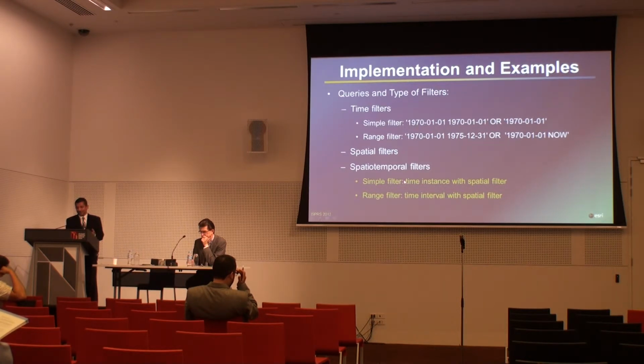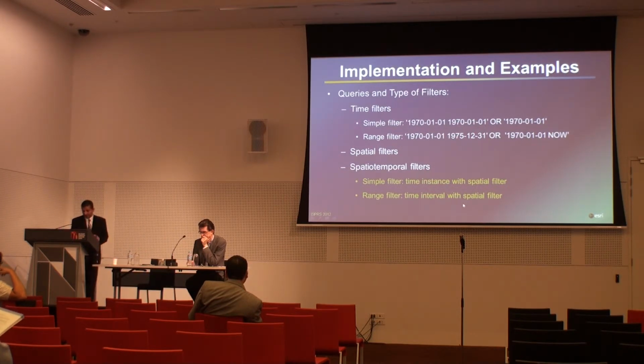A spatiotemporal filter can be a simple filter or a range filter. Simple filters are time instances, like point information. For example, 1970, or if you want to represent 1970 to 1970, the system will take it as a point rather than an interval. But if you have two different times, then this will be considered as an interval. So the simple instance is a point, while the range filter is a time interval with the spatial filter.